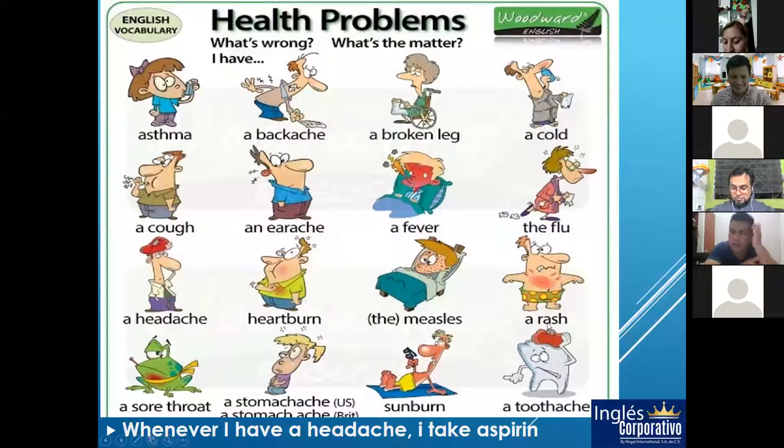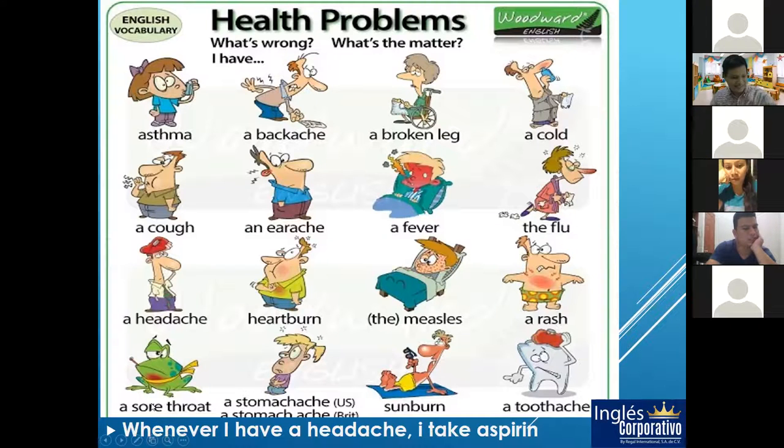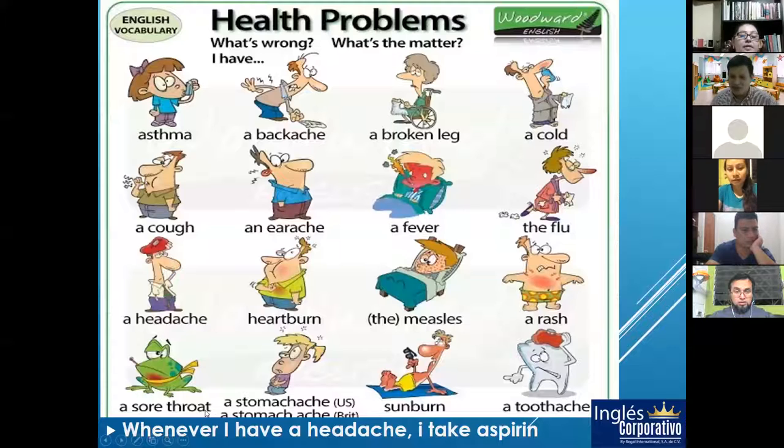A rash. Oh, sí. Como sarpullido. Como alergia. Irritación en la piel. Yeah, very good. Una irritación, sarpullido o una erupción. Okay, very good. What about this one? Sore throat. Very good. Sore throat.